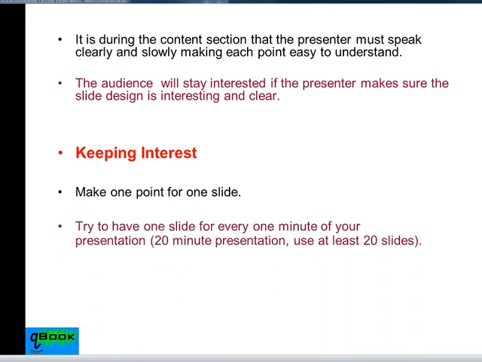Try to have one slide for every 1 minute of your presentation. So you guys have 5 minute presentations, about five slides is about right. And I think that's about what you have.